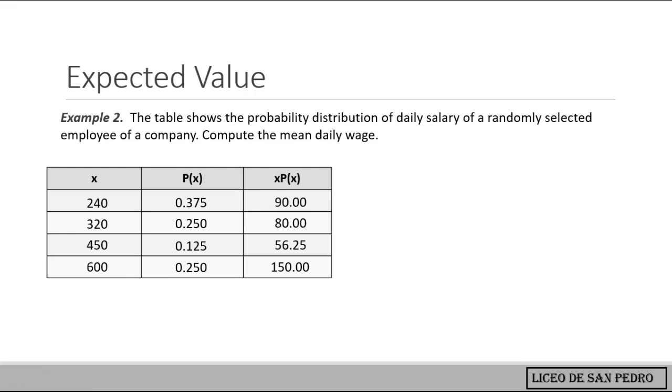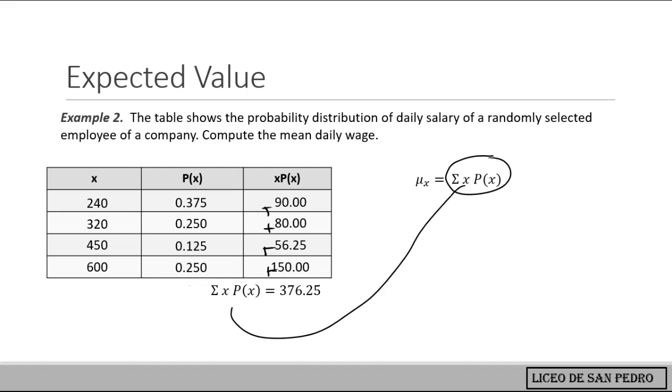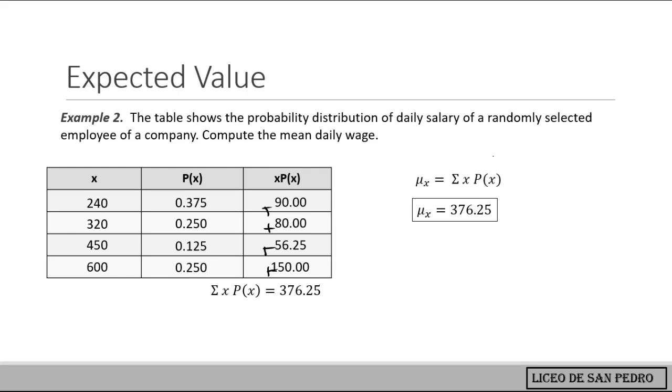So after ng multiplication, summate lang natin itong mga to. Therefore, ang summation ng x times px is equal sa 376.25. So therefore, nakuha na natin yung ating expected value. Ang ating mu, or ang ating expected value, is equal sa 376.25.